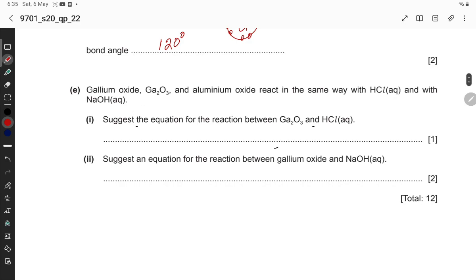Gallium oxide and aluminum oxide react in the same way with HCl and with sodium hydroxide. Suggest the equation for the reaction between Ga2O3 and HCl. Ga2O3 reacts with HCl to form gallium chloride. Like aluminum oxide, it is an amphoteric oxide, so it reacts with HCl as well as sodium hydroxide.